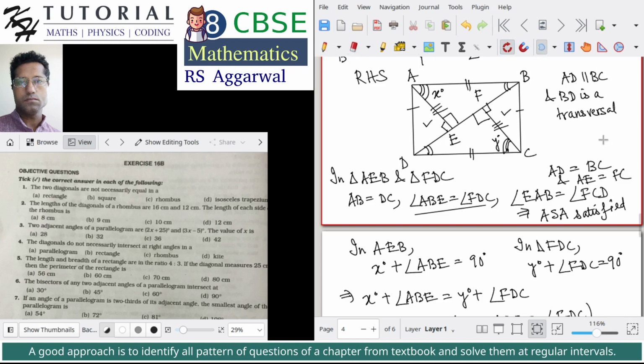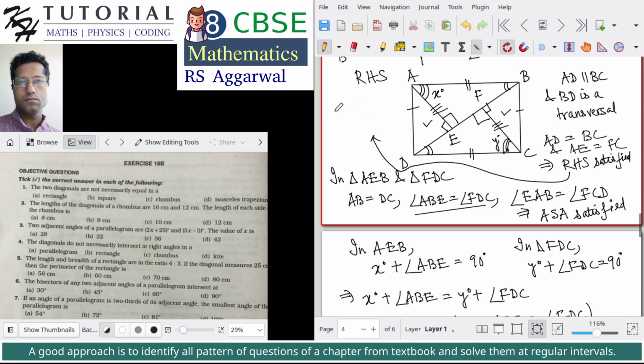So we have AD is equal to BC and AE is equal to FC, and also they are both right angle triangles. So this implies RHS is satisfied, and hence, I'm sorry, I really have no space.